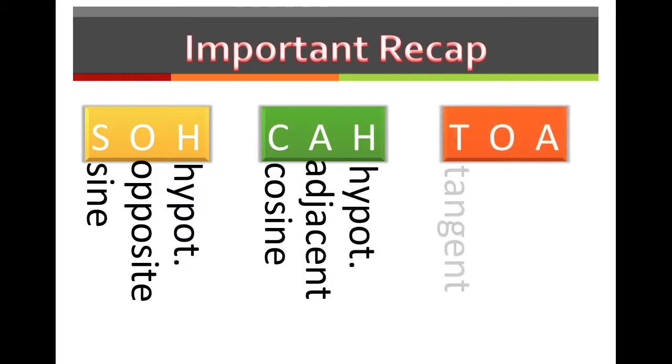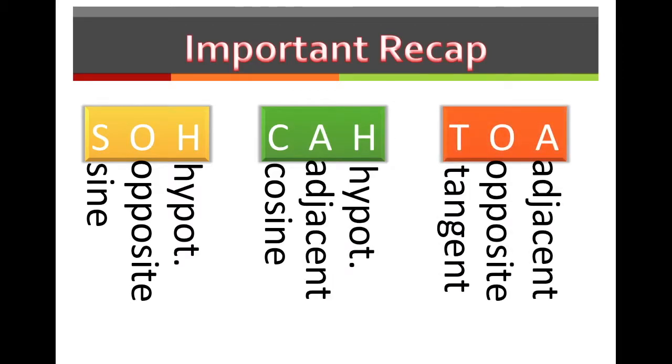Here's an important recap for SAW, CAH, and TOA. This is what we use. Sometimes instead of saying trig ratios, we say use SAW, CAH, TOA. SAW, CAH, TOA is the way for you to remember what your trig ratios are, where S, C, and T represent sine, cosine, and tangent. O, H, and A represent opposite, hypotenuse, and adjacent sides.